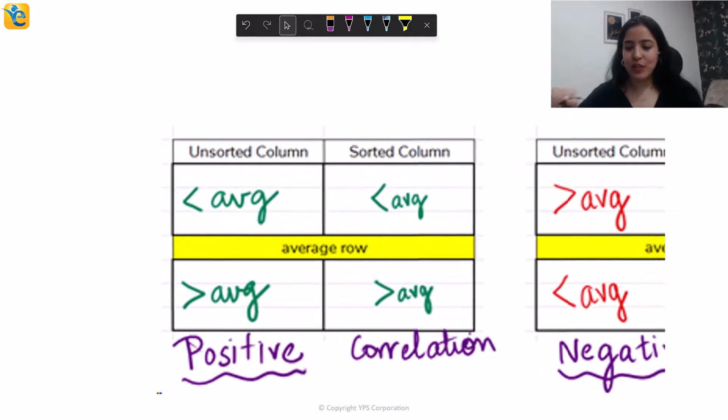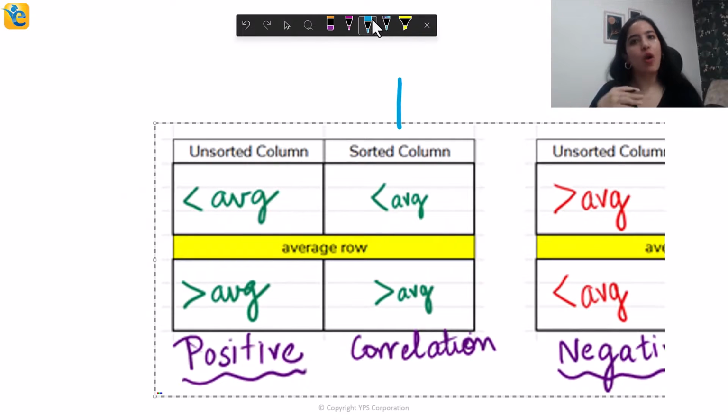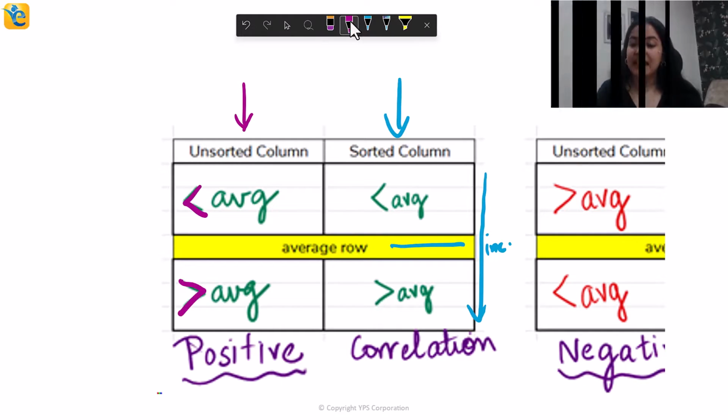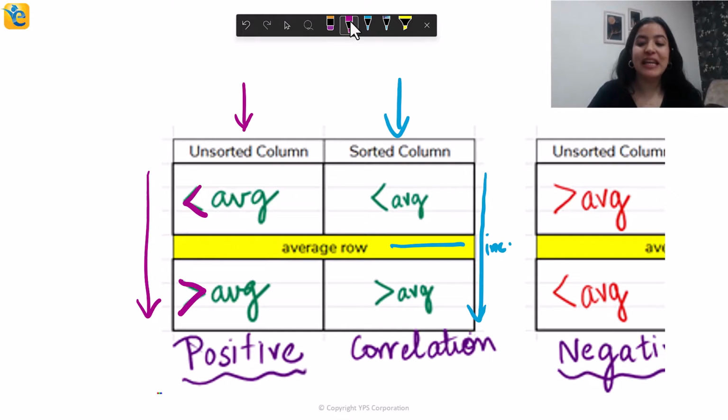So look at this one first. There is one column we sorted. This is your sorted column. And obviously, because of the way the system sorts it, you always have it in increasing order, the smaller values on top and the greater values down below. So for the sorted column, the values above will be less than the average and the values below will be greater than the average. Now, if for the unsorted column also the same thing happens, this also means that your values are increasing as you go down. And so, since the direction is the same, increase and increase, this is positive correlation.